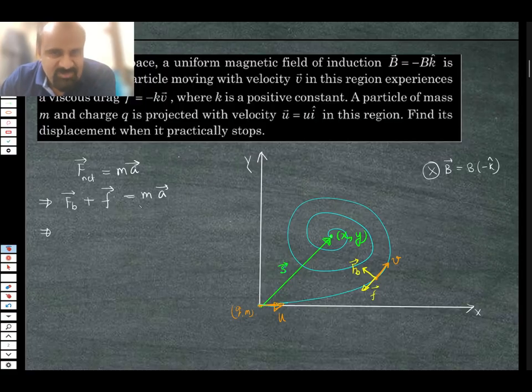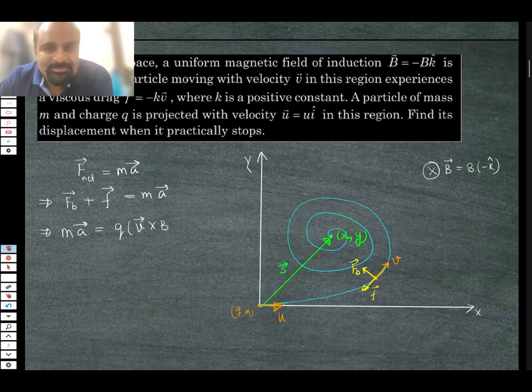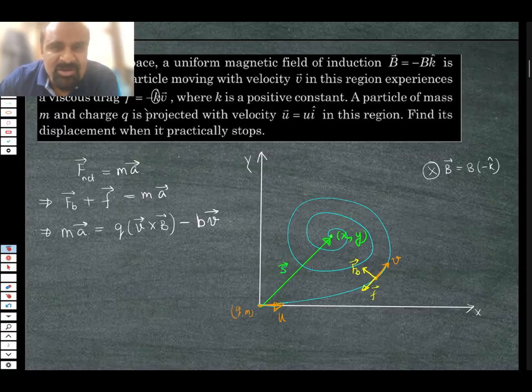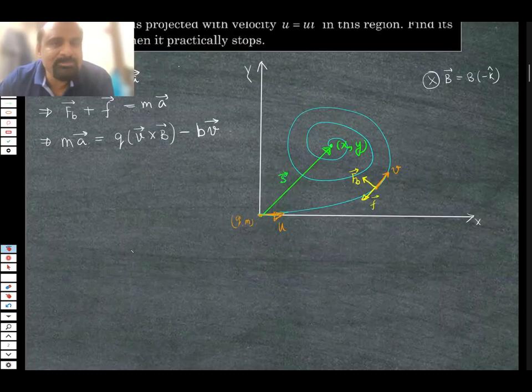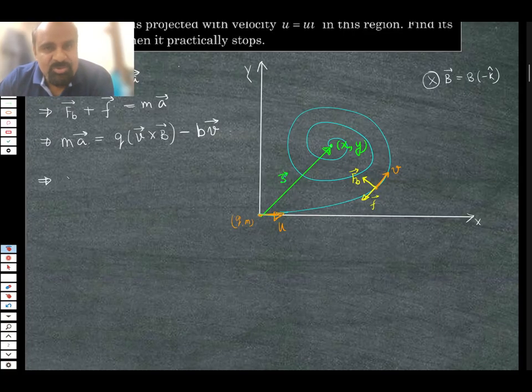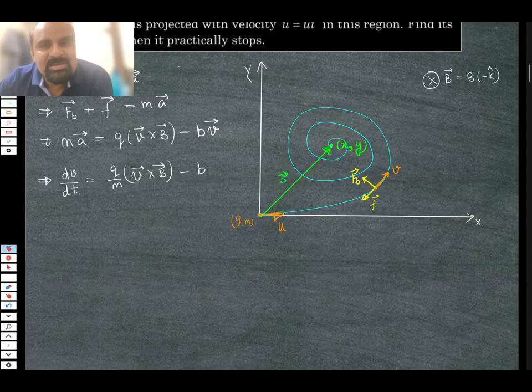So m a vector, I'm going to write F on this side. So m a vector is going to be, now magnetic force will be q v cross B, and this drag force is going to be the proportionality constant times v, minus b v vector. By the way, here it's written k, but somehow I'm going to use b. Now, just like last time, this acceleration I'm going to write dv by dt, and this m I'm going to bring on that side. So q by m, v vector cross B vector, and minus b by m, v vector.